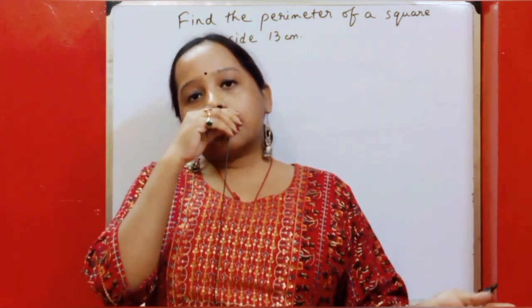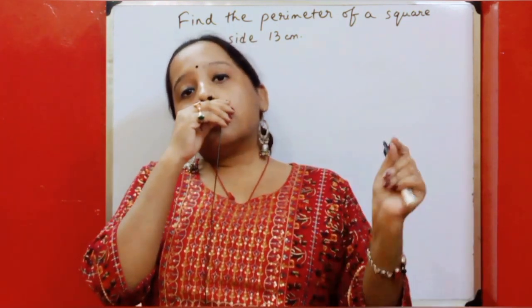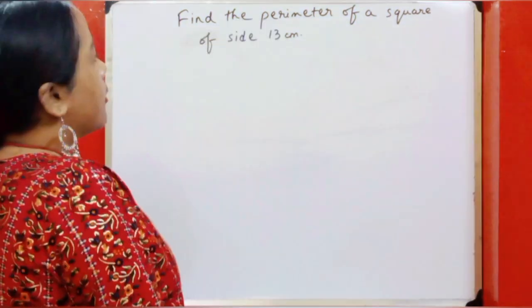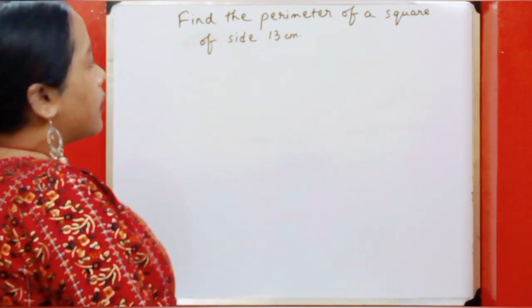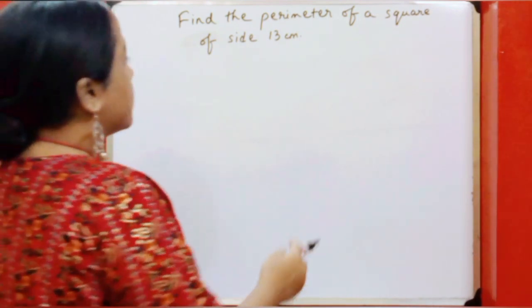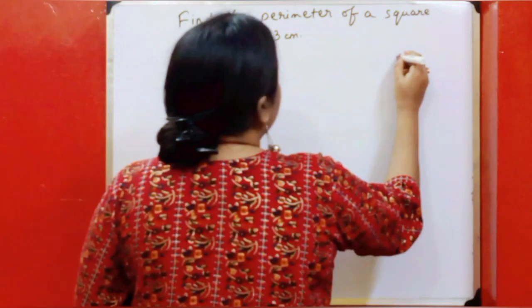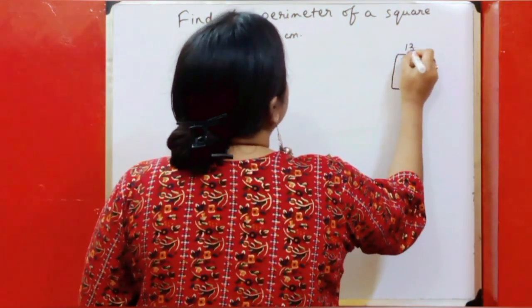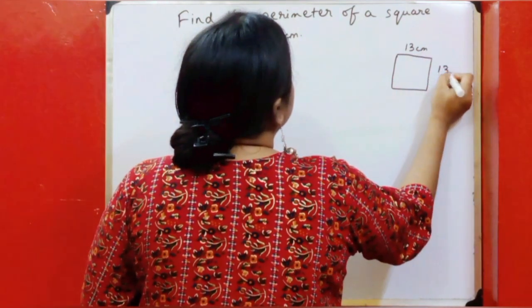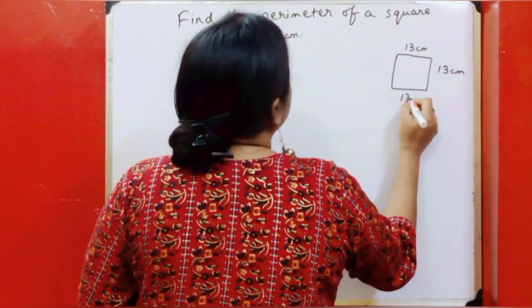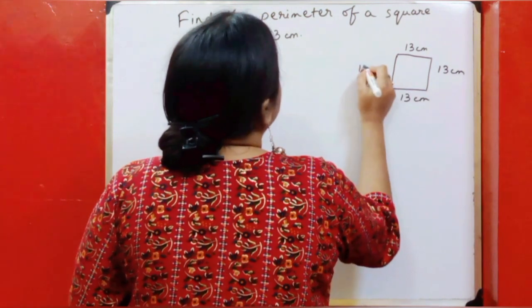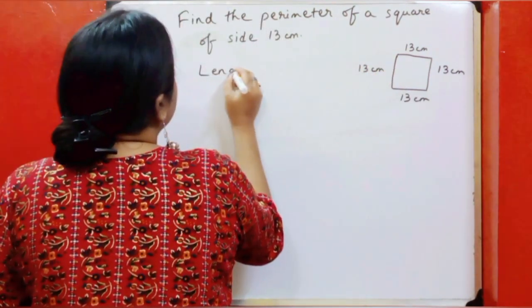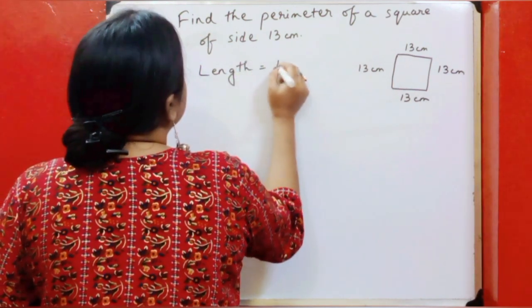So let's get started. Today's topic, as I have said, mensuration. Let's start. Find the perimeter of a square of side 13 centimeter. It's a square and its each side is 13 centimeter. So I can say length is 13 centimeter.